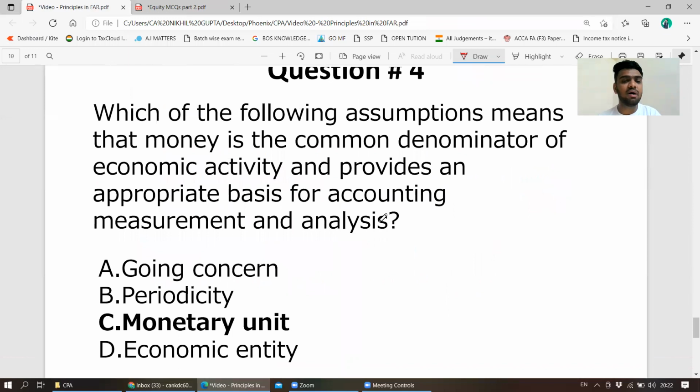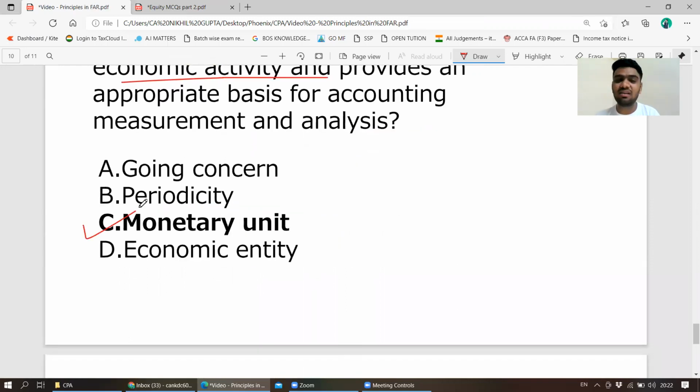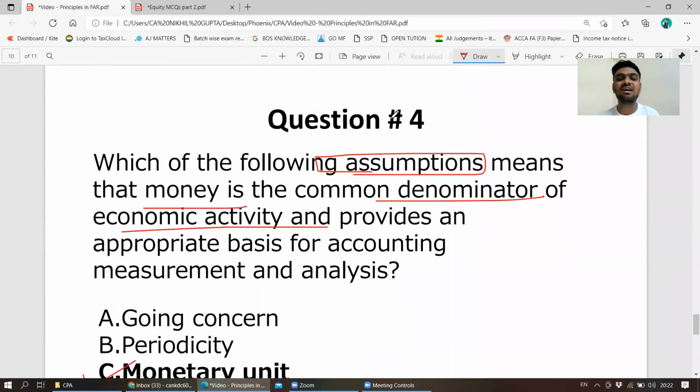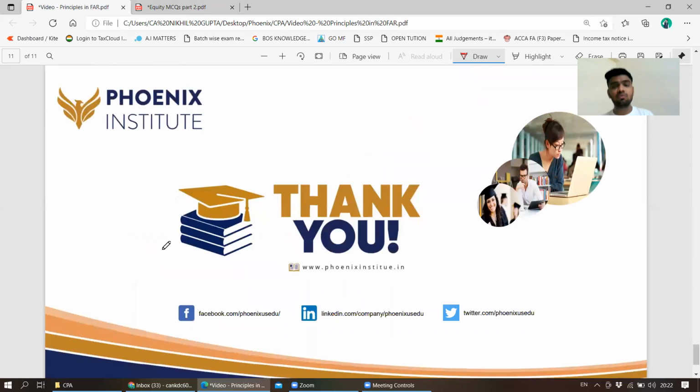Now, next we talk about the assumption. The assumption that the monetary common denominator is there for economic activity. Money being the common denominator, and you very well know that the monetary unit assumption is there. The dollar value of the different transactions, be it the cost value or the fair value that we will learn, must be stated in the financial statements. And the last one, we are done with. We have understood this concept.